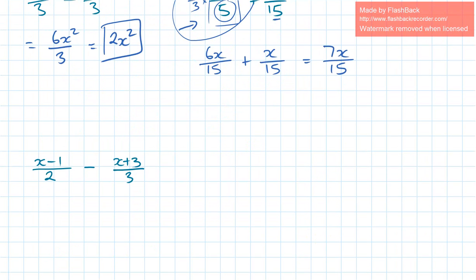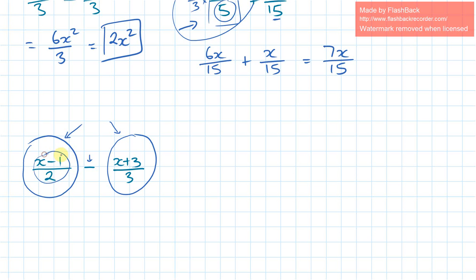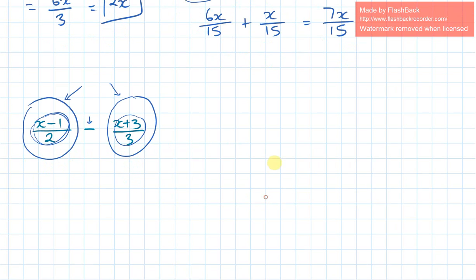Now this last one here, you need to treat that as one of the fractions and then that as the second fraction. This algebraic fraction minus that algebraic fraction. So you want to just keep this entity together and then this entity together.